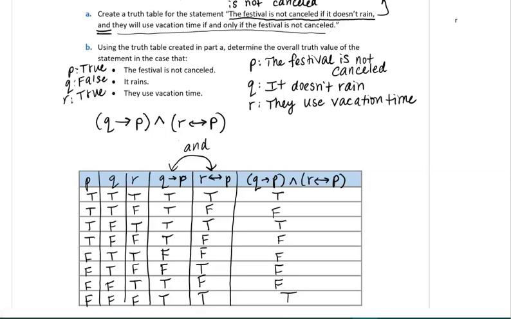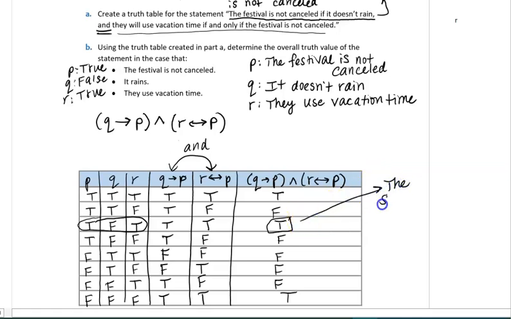Q is false, it rains, as opposed to it doesn't. And R is true, they use vacation time. So I need to consult the row of the table where P is true, Q is false, and R is true. Notice that that is this third row right here. And so overall, we see that the statement is true in that case.